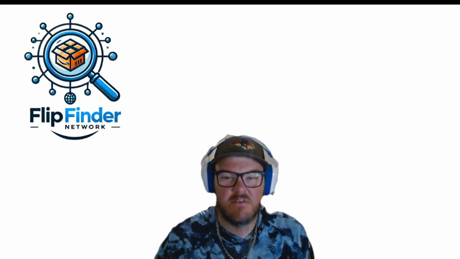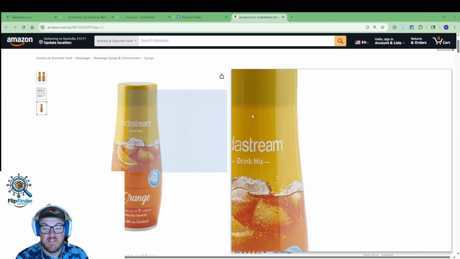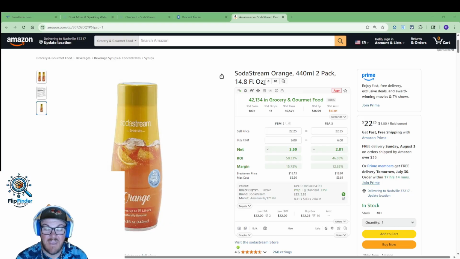So let's hop into my screen and I'm going to show you how to find your first Amazon online arbitrage product. If you're totally new to Amazon, there's going to be two softwares you absolutely have to get started. Number one is a profit calculator. I prefer RevSeller. That's going to be this little box right here.